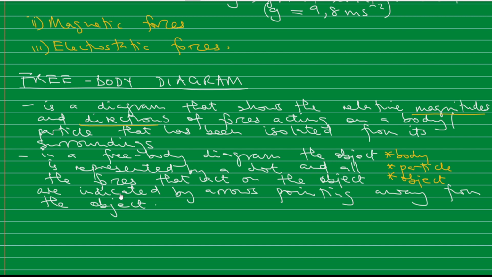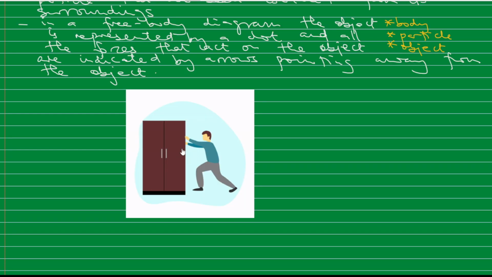And all the forces that act on the object are indicated by arrows pointing away from the object. So this is a guideline of how we should draw a free body diagram. We have to represent the object by a dot, and all the forces that are acting on the object are represented by arrows that are pointing away from that particular object. Let's take an example of our man who is pushing a cupboard.